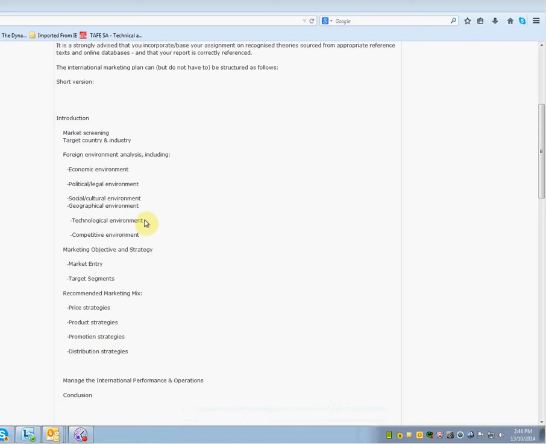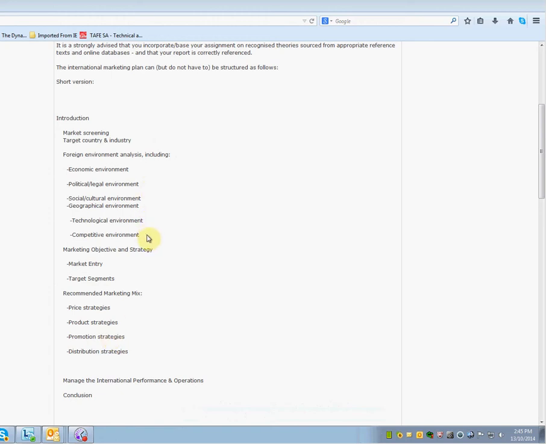Technological environment, you can look at what sort of technologies do they have that you can use for your, for example, promotion. How well is the internet working in the country that you're expanding into? What's the uptake of smartphones, if that's something that you would like to use for your promotions later? And finally, look at the competitive environment.